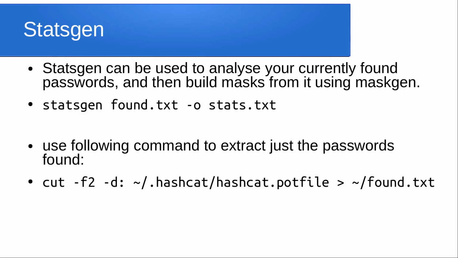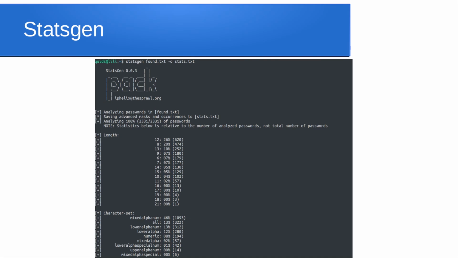The command is StatsGen, your currently found passwords, and then output stats.txt. This is an example output based on the file I was working on, and I can see that most people have chosen 12 character or 8 character or 13 character. One poor person chose a 21 character, however it was 21 predictable characters. We've got a character set, it specifies some useful information, and if you wanted you could go up to management and say this is how predictable our users are. We need to do something to enforce a certain policy.